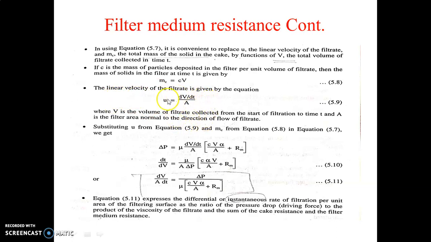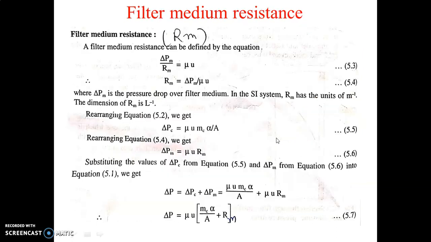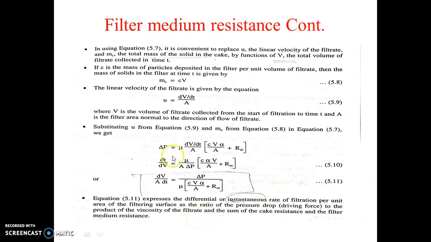Then you have to put the value of Mc from equation number 5.8 and the value of U from equation 5.9 in the previous equation. So if you put these values, the equation becomes like this. You have to replace U with dV by dt divided by A, and replace Mc with C V into alpha, and the remaining parameters remain as they are.